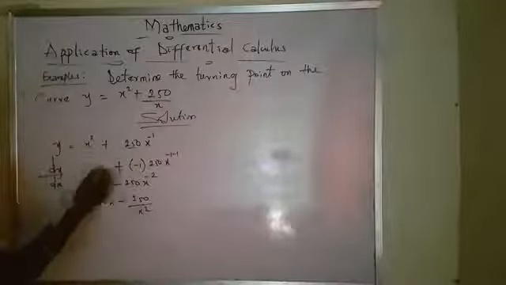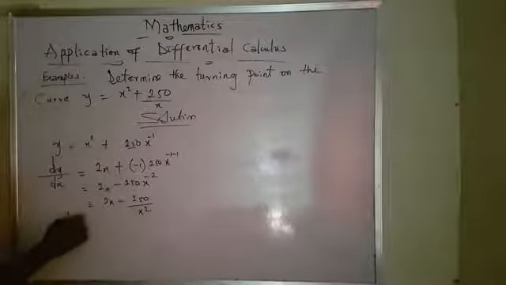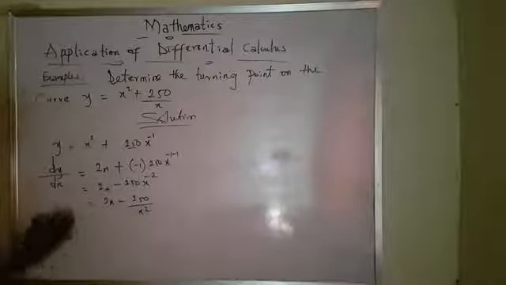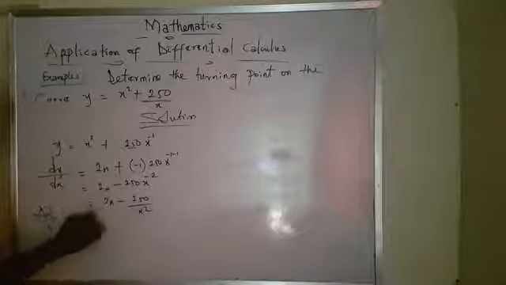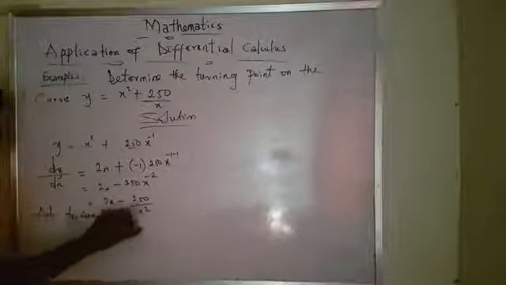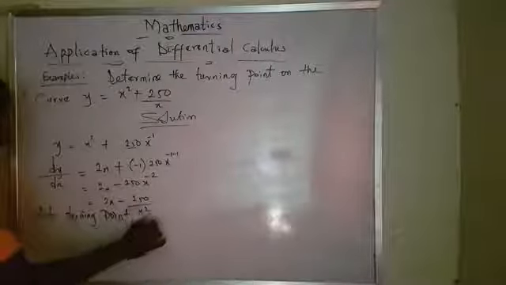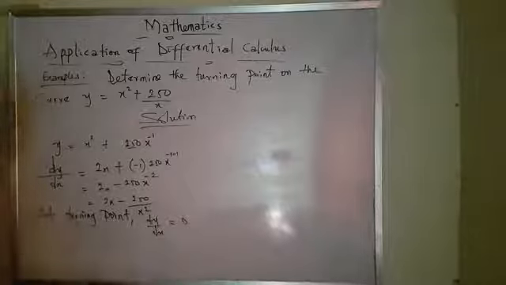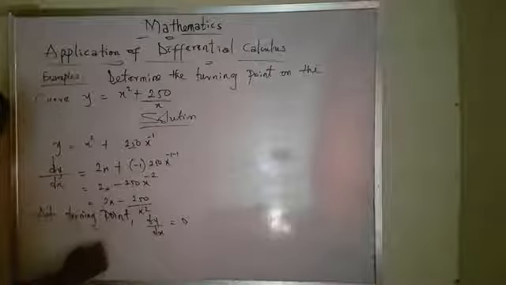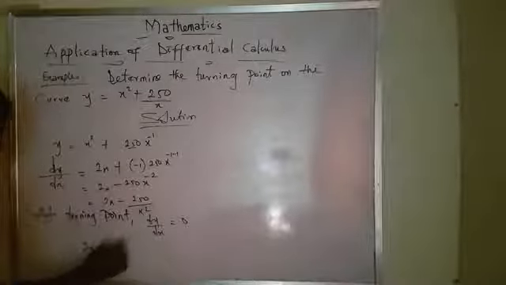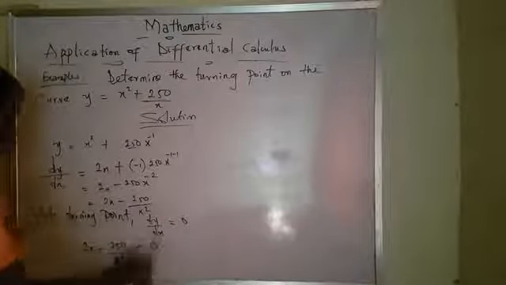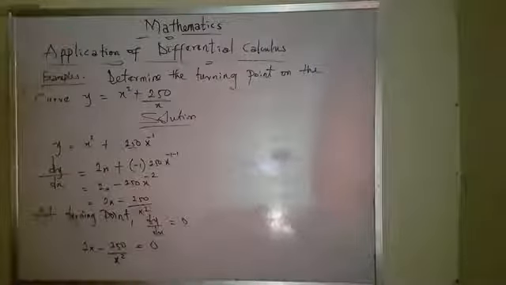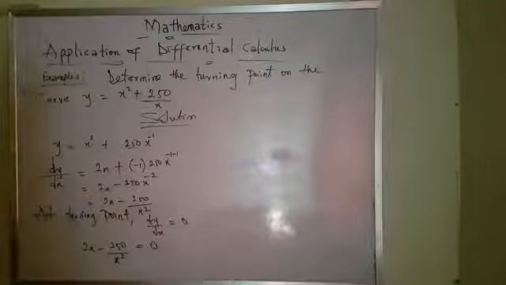So here I can say my dy dx is equal to 0. So at turning point, let me know that at turning point, the dy dx is equal to 0. Which means 2x minus 250 upon x squared, which is our dy dx, will be equal to 0.